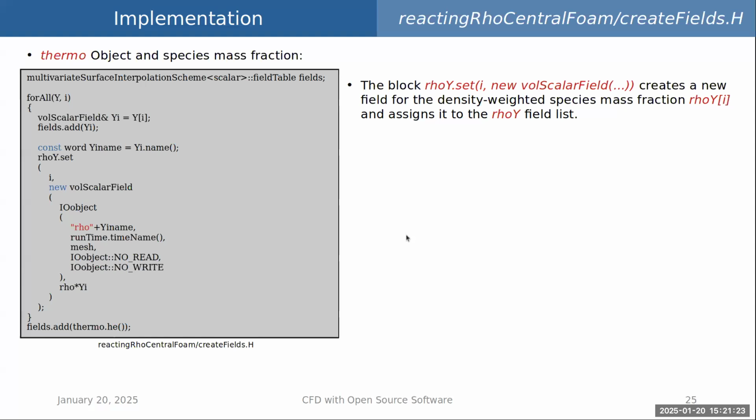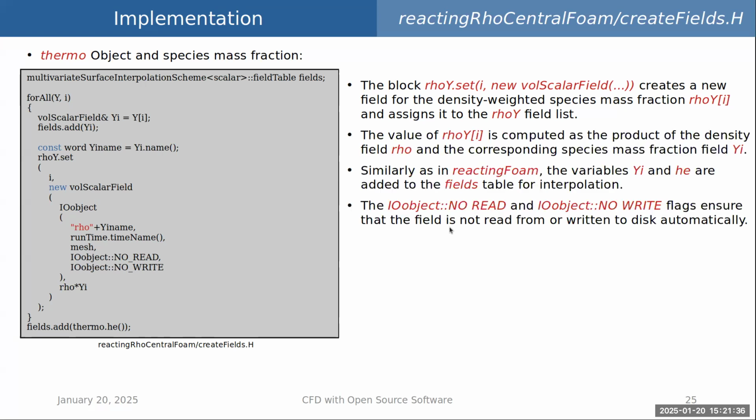And the variable Yi and the energy he are added to the fields table, here and here, for interpolation. And we make sure that the density weighted fields are not read or written to disk automatically with the IO object flag, because we don't want to save those fields, basically, just keep them in memory. That's what's done here.